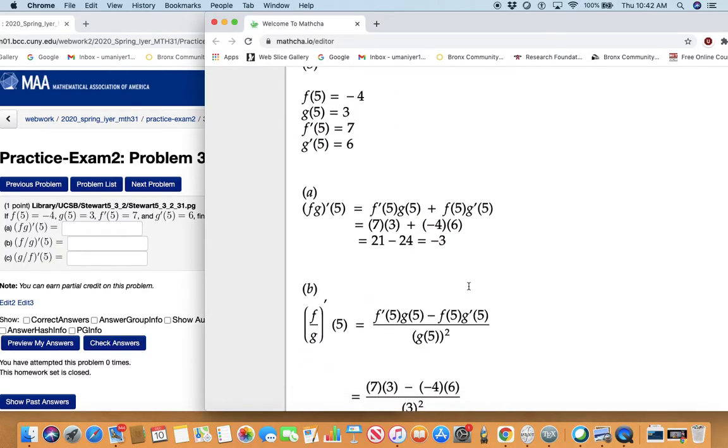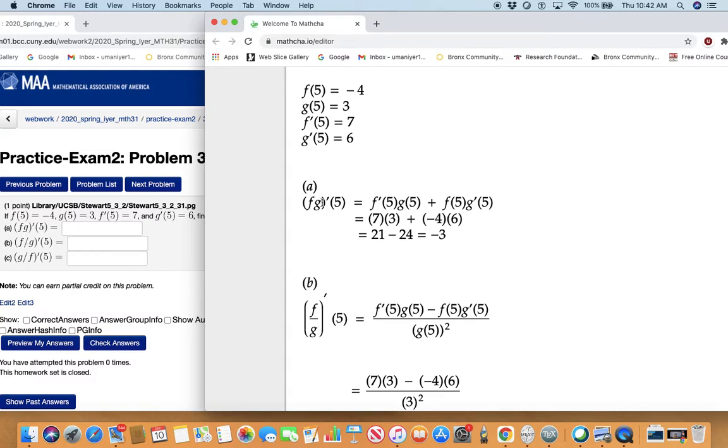So we know these formulas, right? So product, derivative. Derivative of the product: derivative of the first, second as it is, plus first as it is, derivative of the second. Now all we are doing is substituting the argument 5. So f prime 5, g 5, plus f 5, g prime 5.